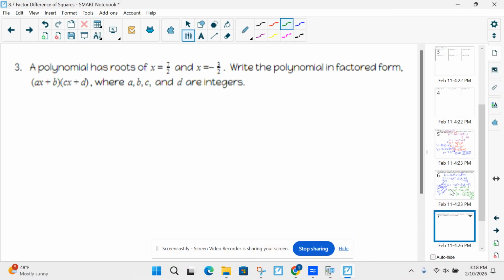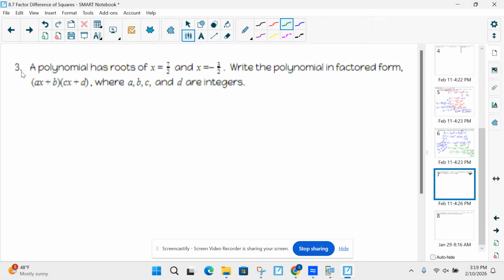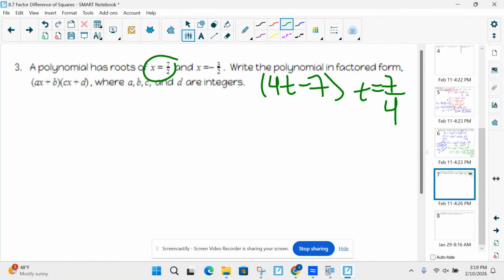And then we have 2 more. So here, a polynomial has roots of 7/2 and negative 3/2. Write the polynomial in factored form where a, b, and c are integers. So this is saying that if this is your solution, what did it look like as a factor? Think about the one we just did. 4t minus 7, the solution was 7/4. So if you're working backwards, you multiply the 4 over and then you subtract the 7 to get it on the other side.